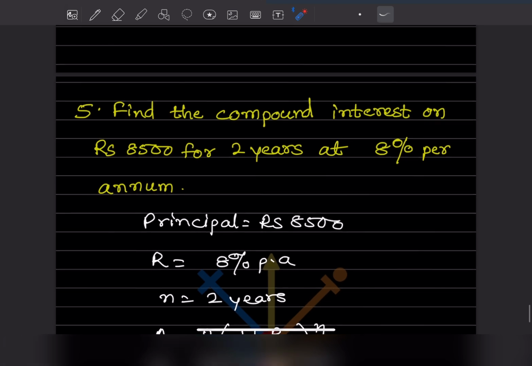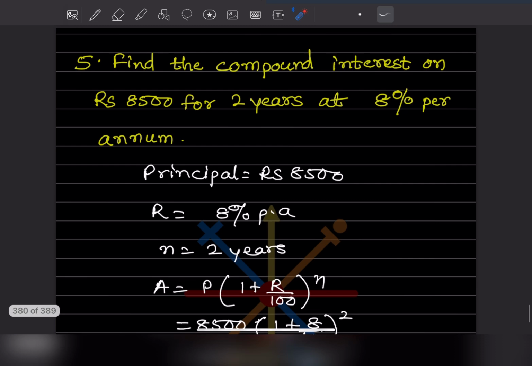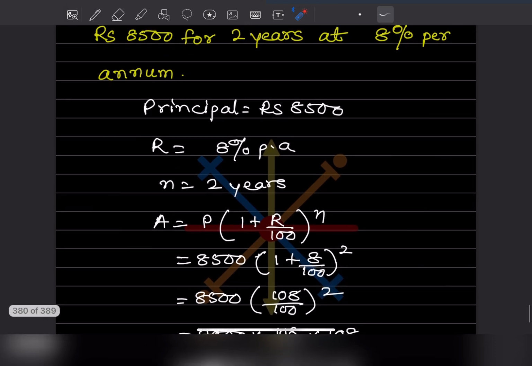Find the compound interest on rupees 8,500 for 2 years at 8% per annum. So the principal is given as 8,500 rupees. The rate of interest is 8% per annum, that is PA, and N is 2 years. So this is simple. You have to just put the values in this formula. A is P into 1 plus R by 100 raised to N. So this will be 8,500, 1 plus 8 by 100 raised to 2.